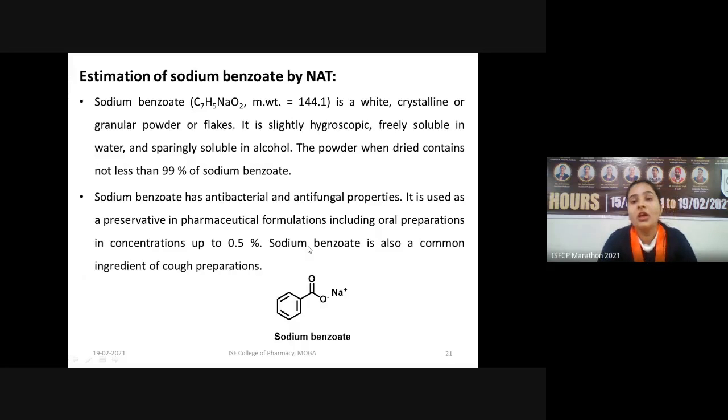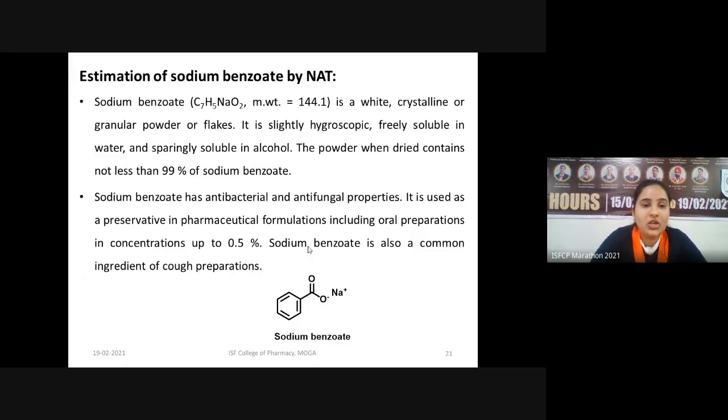The powder of sodium benzoate, when it is dried, contains not less than 99% of sodium benzoate. So when the powder of sodium benzoate is dried, it does not contain less than 99% of sodium benzoate.